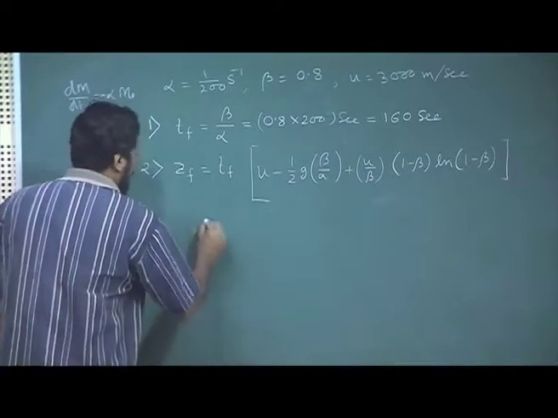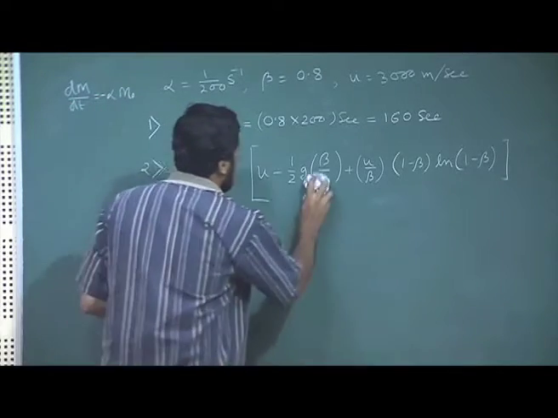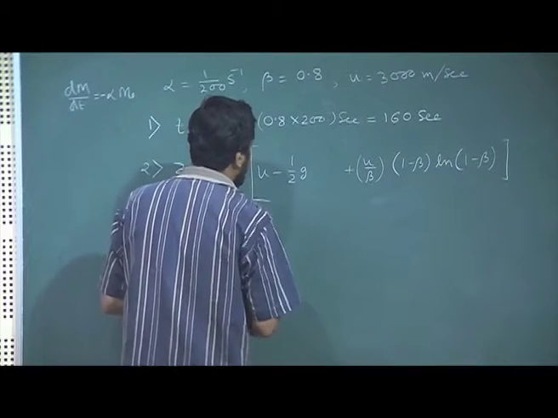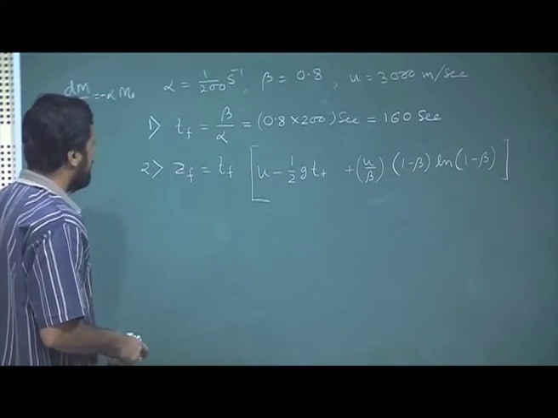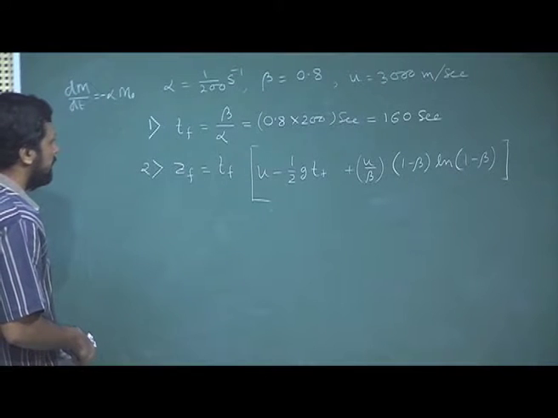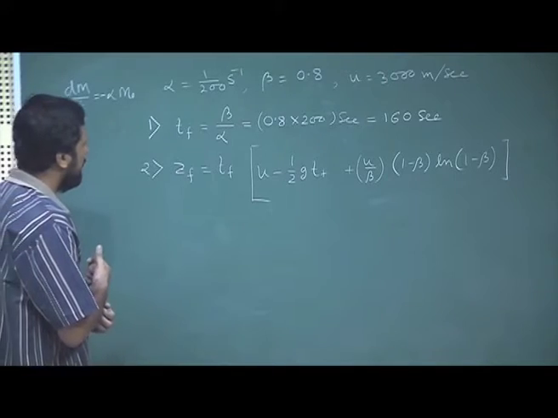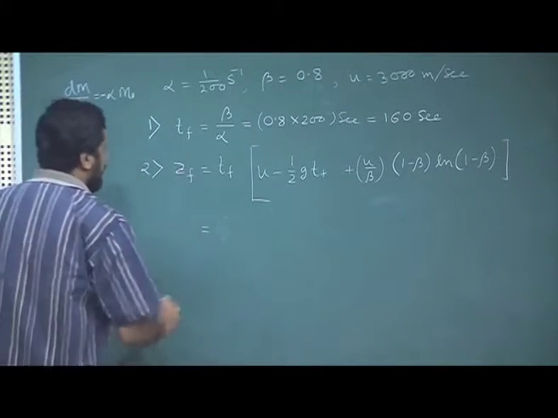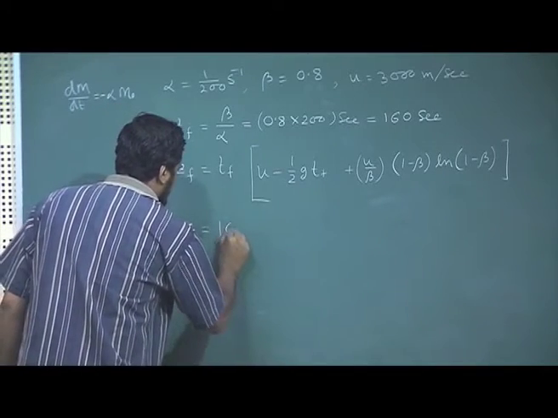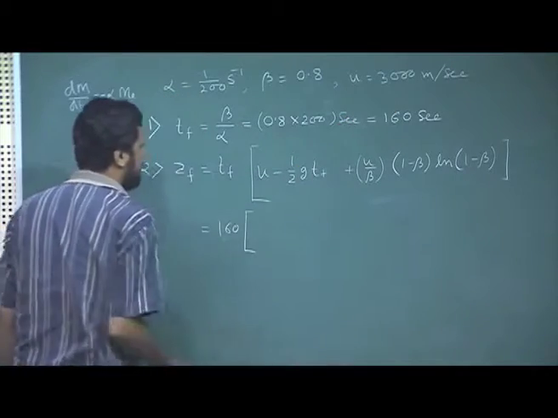Okay. So, we will once again replace this beta by alpha with Tf. No, this is correct. Okay. So, we put the numbers, we have 160 outside, u is given as 3000 meters per second.